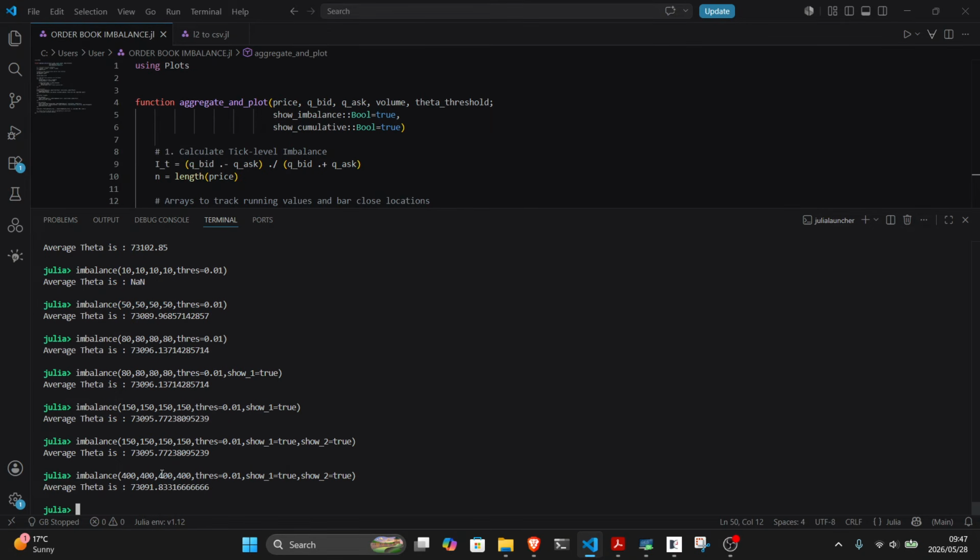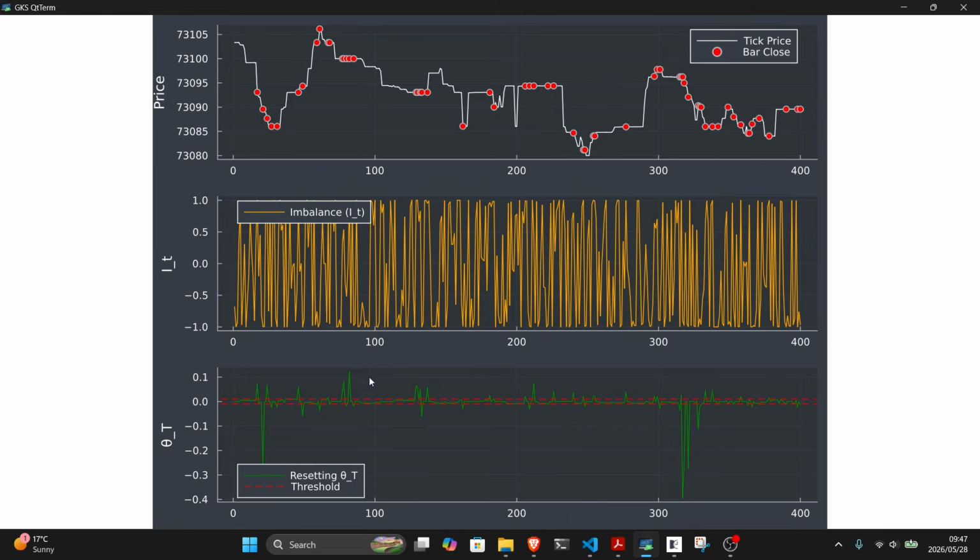Our average theta essentially decreased, went from 73,095 to 73,091. Our threshold is still the same, 0.01. Now let's go look at it. As you can see, theta sub t is essentially being hit right around here. And as you look at I sub t, it's all over the place. When you look at the closed conditions, every single red dot represents where our bar condition was met.